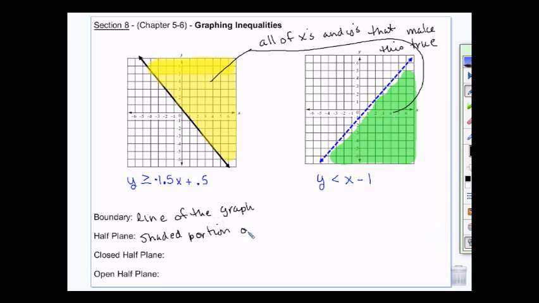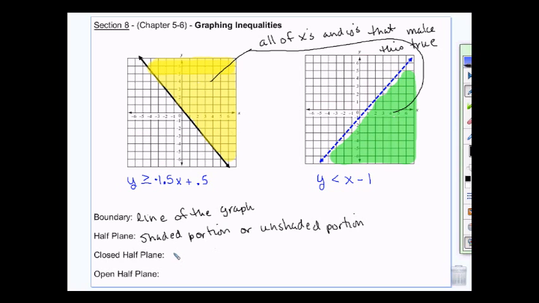or the unshaded portion. Even though this doesn't look like it's half exactly, planes go on forever, so if you draw a line through it, it's technically cutting it in half because you're taking something that's infinite and cutting it with an infinite thing, and we just call it half. So this is a half plane and this is a half plane.